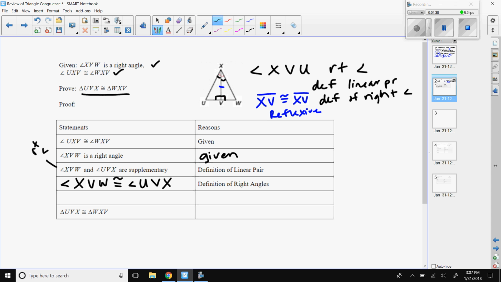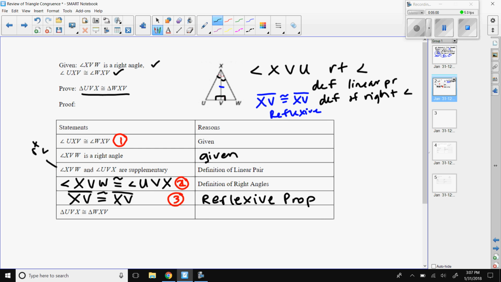And remember that you need three things. So we have these first two angles that were given to us as congruent. We have another set of angles, so this should be a 2, another set of angles that are congruent. We need a third thing, which in this case is going to be the side that's the same, XV and XV. And this is by the reflexive property.